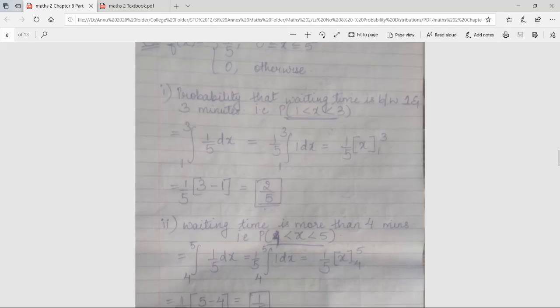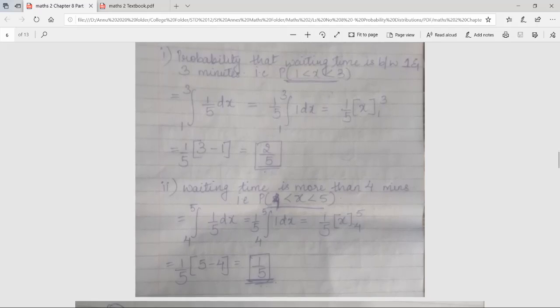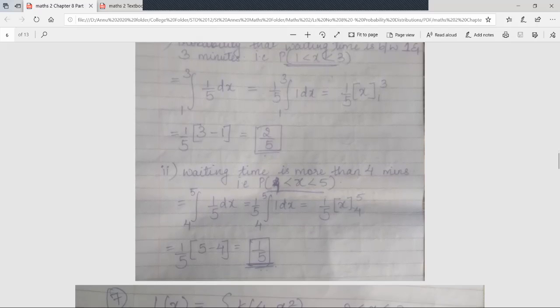And second, they are asking the waiting time is more than 4 minutes. So more than 4 minutes, the maximum you can go is up till 5 minutes. So again, they are telling us to find the probability 4 less than x less than 5. So the integral will be integration 4 to 5, 1 upon 5 dx. As usual, we'll take 1 upon 5 in front of the integration sign and then integrate 1, which is left inside, which is nothing but x, and the integral gets transferred to the right hand side. So the answer is 1 upon 5 into 5 minus 4, which is 1. So 1 upon 5 into 1 will give you 1 by 5.